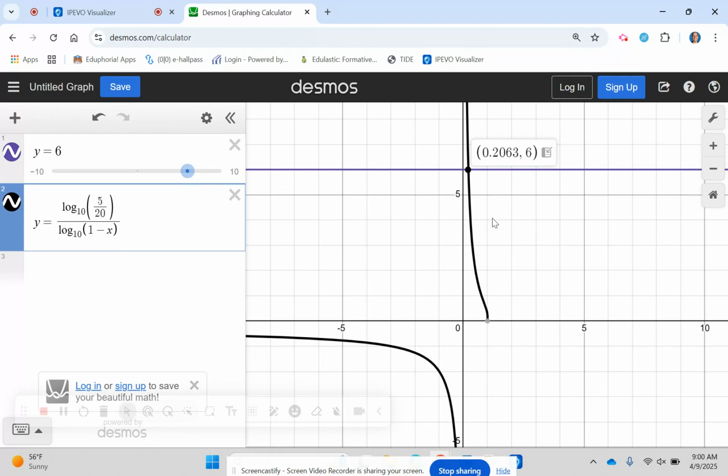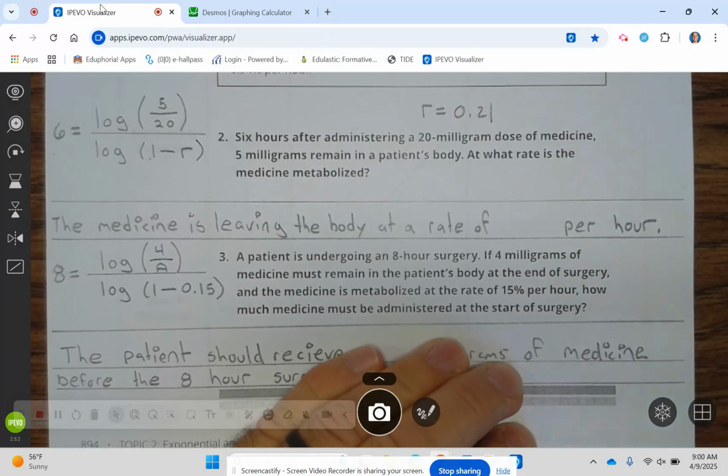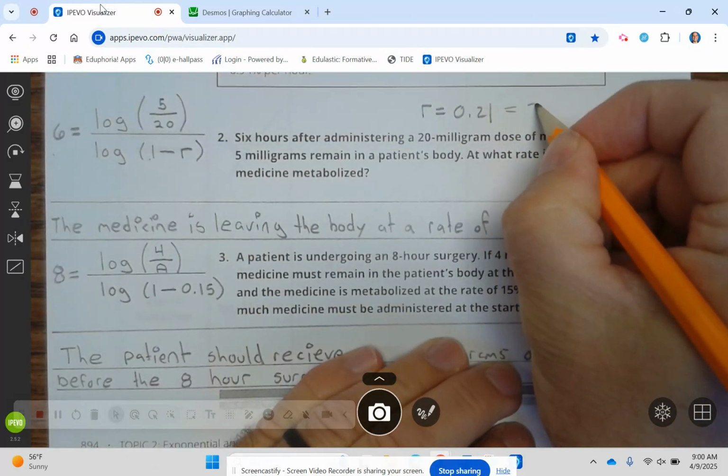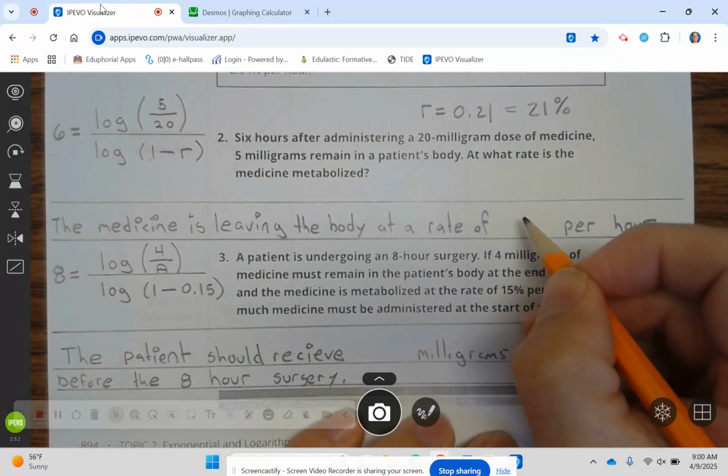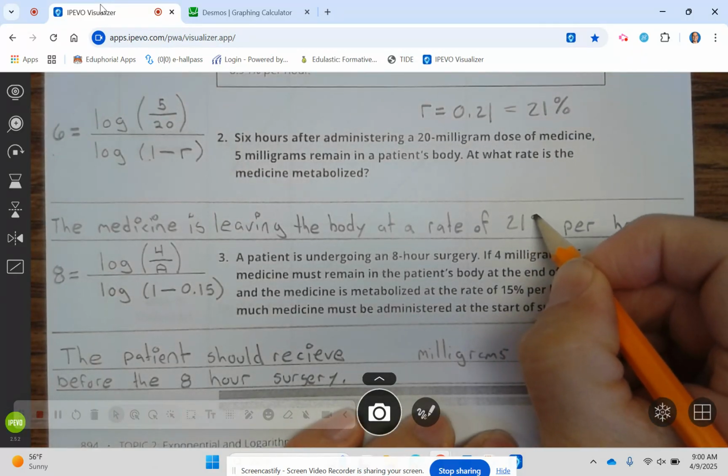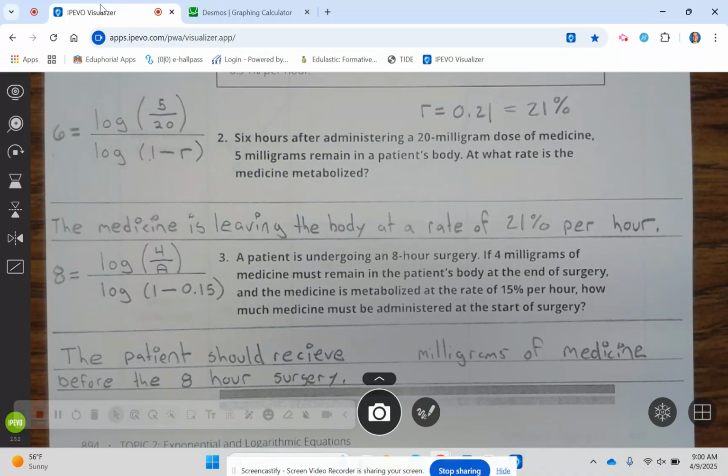So that would be 0.21, which is 21%. So the medicine is leaving the body at a rate of 21% per hour.